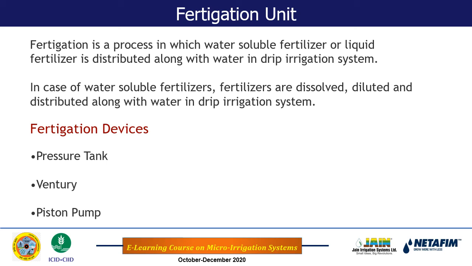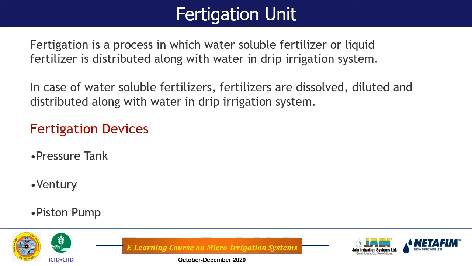In case of water soluble fertilizers, they are first dissolved, diluted and distributed along with water in the irrigation system. So if water soluble fertilizer is there, naturally we have to dissolve, dilute and then distribute. If liquid fertilizer is there, then it is already dissolved, so we have to dilute and distribute. There are many fertigation devices, some of which are locally developed as well.